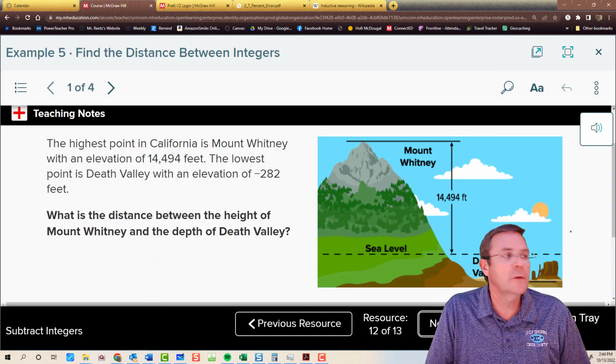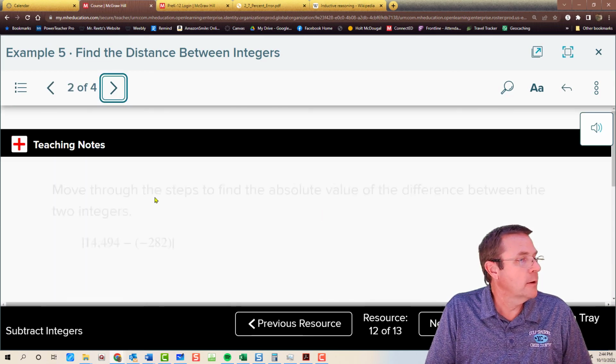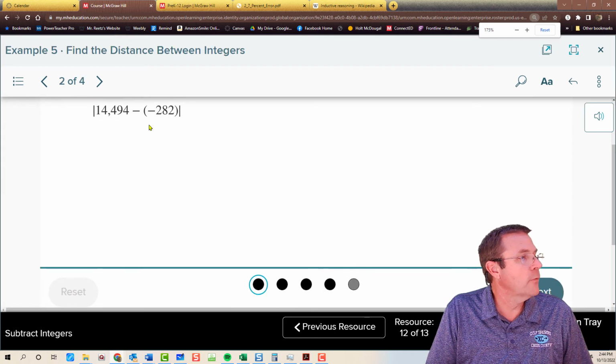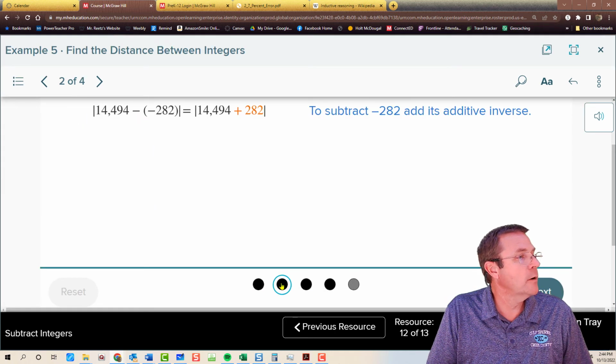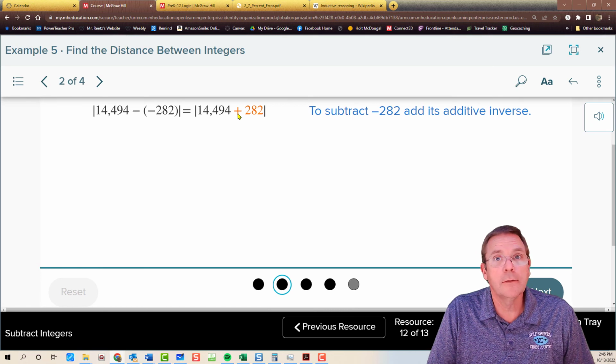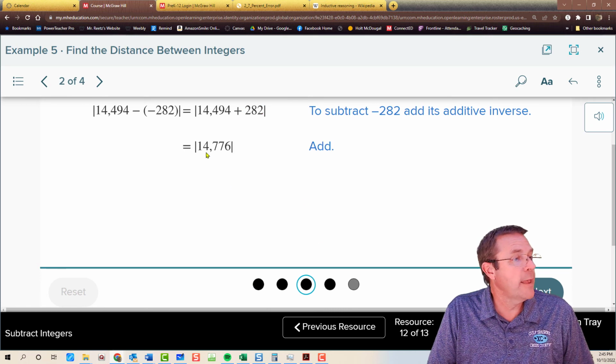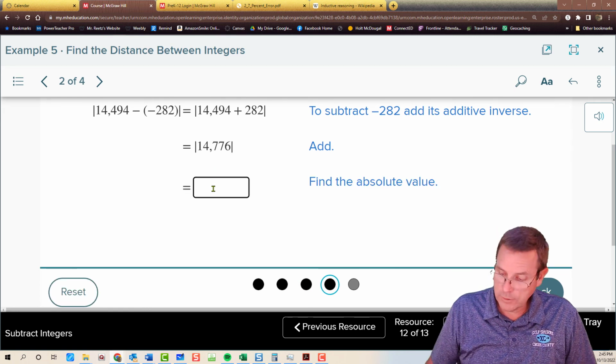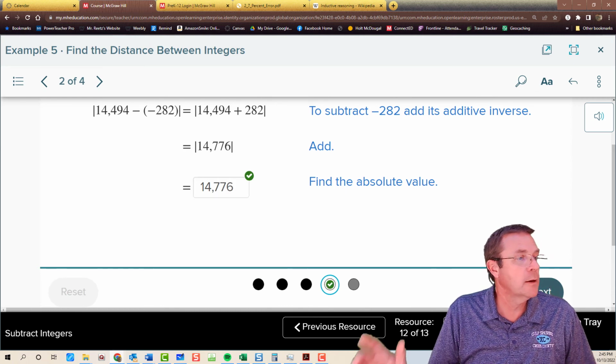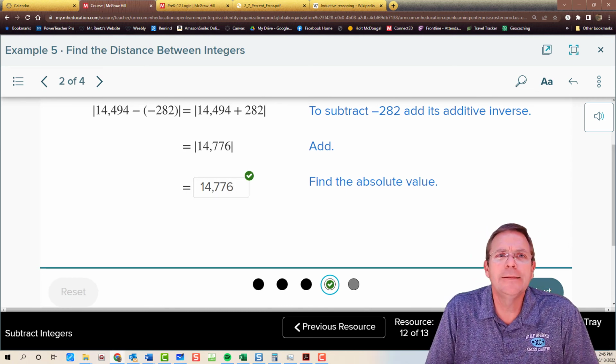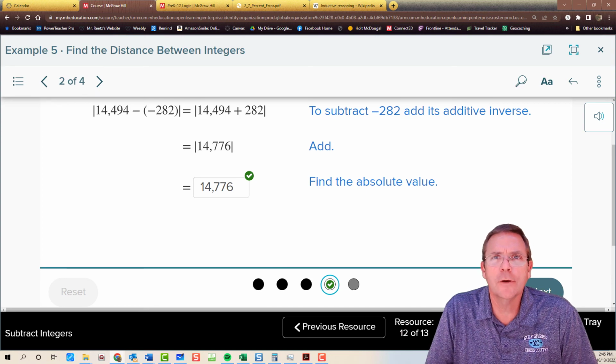Let's take a look and see what they did. They started out the same way. Are they going to make my ugly problem pretty? Yes, they did. They made the ugly problem pretty by multiplying the signs. From there, they added them up, and from there, they did the absolute value, which gave the same 14,776, and we get a happy sound. Easy math. Anybody can do this stuff.